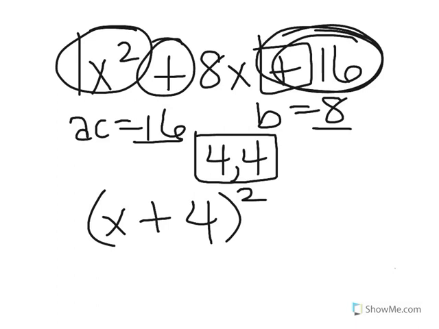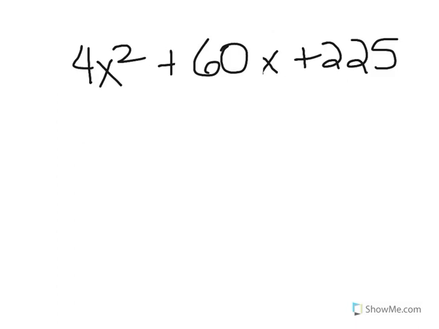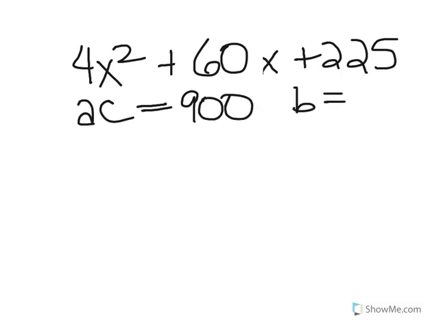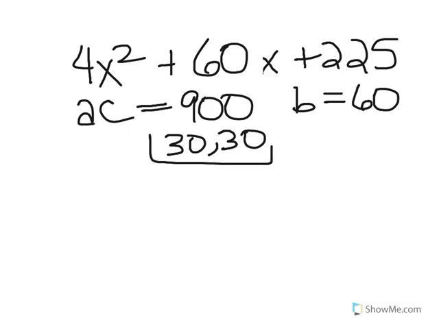Let's take a look at a few more complicated ones before we wrap this up. Let's say that we don't immediately recognize this as a square polynomial. Our procedure begins by multiplying a and c, in this case 4 and 225, to get 900. The question we must answer now is, can we find a pair of factors of 900 that have a sum of 60? And we can. 30 and 30 fit that bill. Now that we see two matching numbers, we know we have a square polynomial.